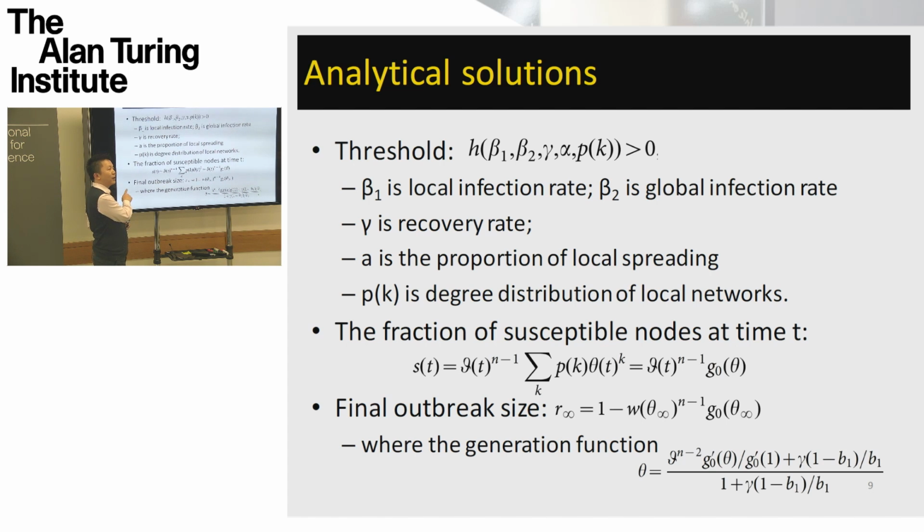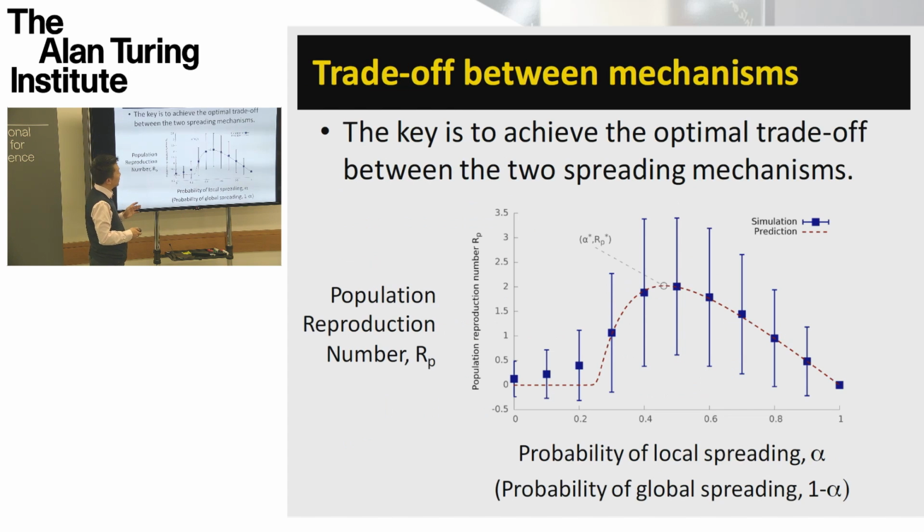Also, we can predict the final outbreak size. For an SIR kind of epidemic, it cannot go on forever; at one point it will stop. When it finally stops, what is the total number of nodes that have ever been infected and then recovered? We can predict them all.